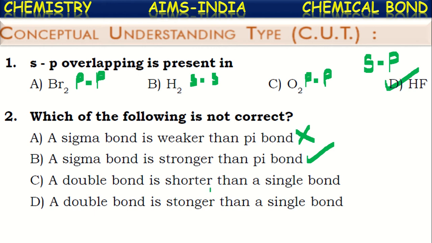A double bond is shorter than a single bond, of course, because when the number of bonds between the two atoms increases, the attraction between them increases more, and hence both atoms come a little closer, and the distance between them decreases. That we say bond length decreases. That's why a double bond is shorter than a single bond. I think the next statement is also the same, repeated. Okay, this also will be correct. Now, only one incorrect statement among these four is this. Okay, next one.